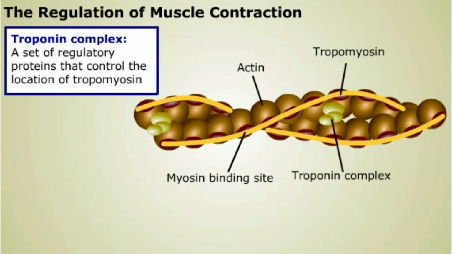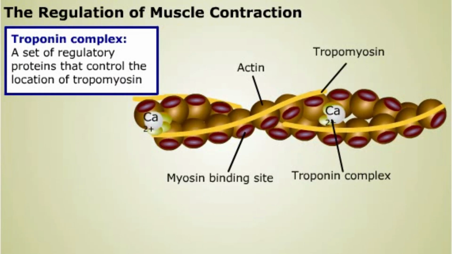For the muscle to contract, the tropomyosin must be removed from the myosin binding sites. When calcium ions bind to the troponin complex, the interaction between the troponin complex and tropomyosin is altered. This causes the tropomyosin to change its shape, exposing the myosin binding sites on actin.